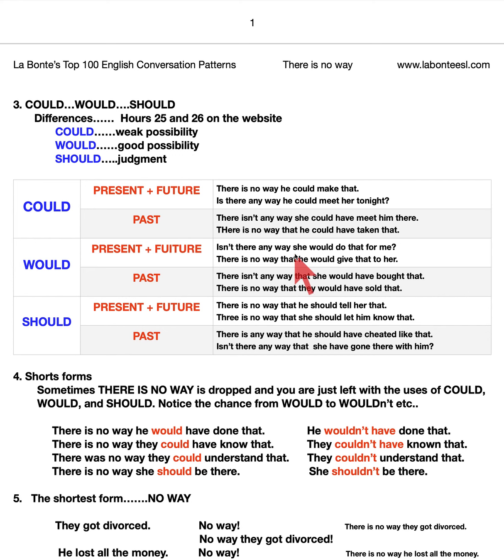Would with the present and future here. And if you refer to the past, there isn't any way that she would have bought that. The judgment, instead of would, you would just put should. There isn't any way that she should have bought that. And that's where you'll find this here. So there's no way that he should tell her that. So here are some examples that you can see.